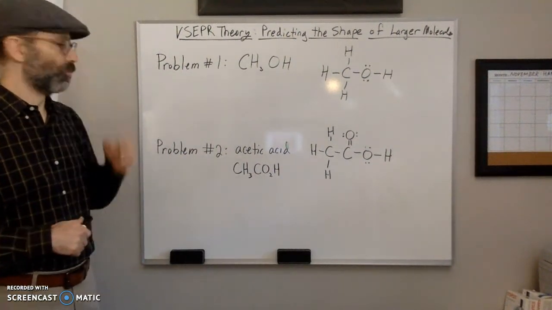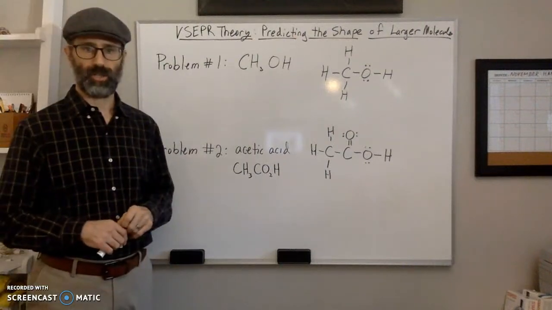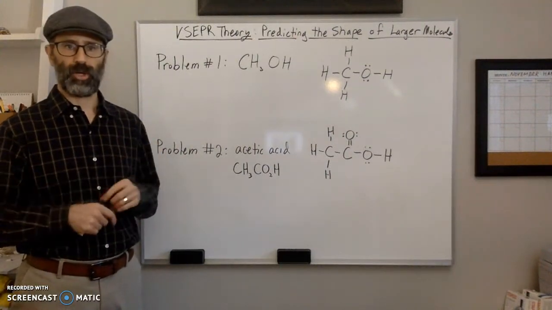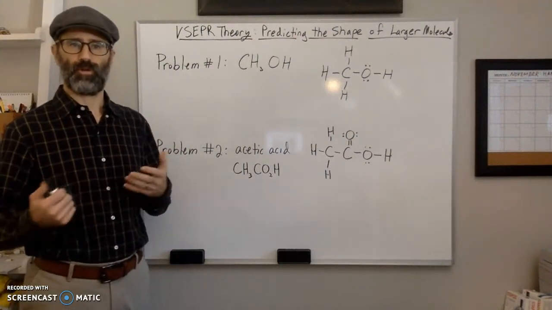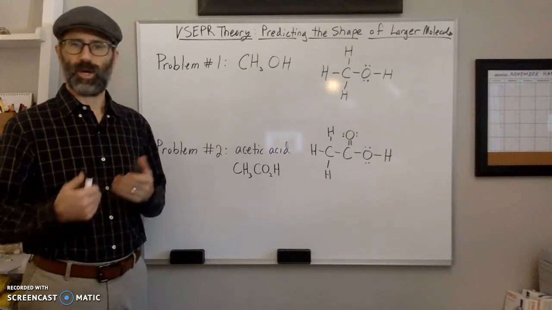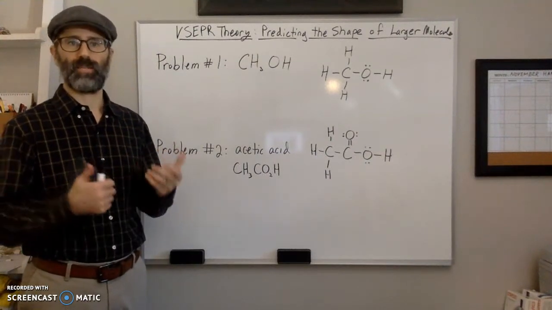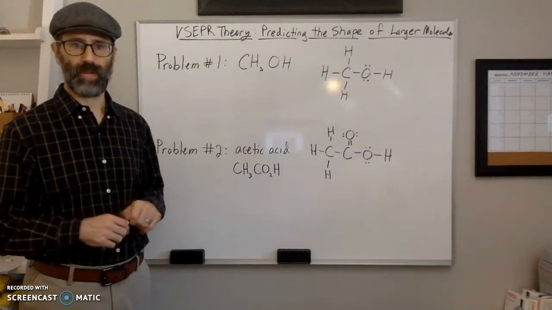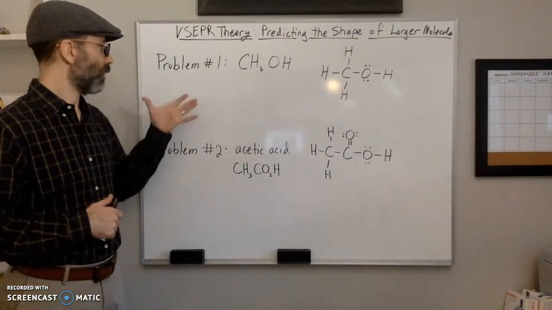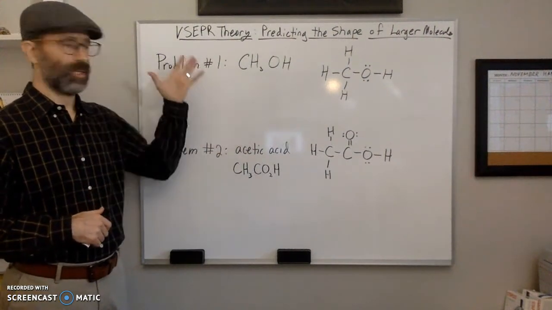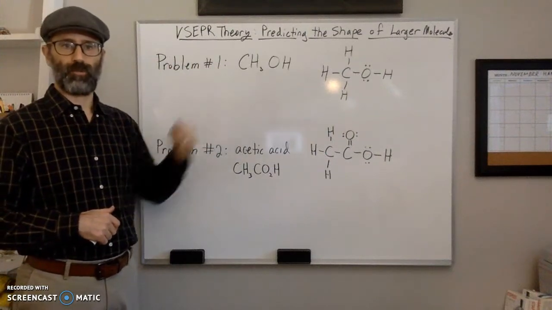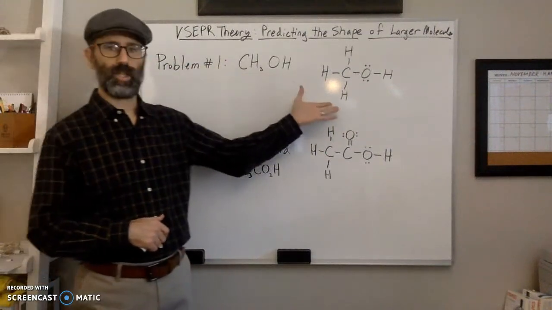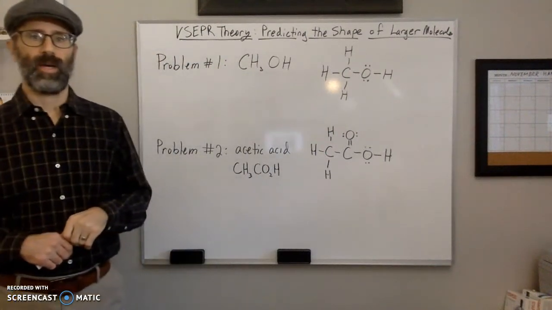So the first thing you need to do is write your Lewis dot structure. Again, if you're not familiar with Lewis dot structures, or if you need to brush up or review, please see my other videos where I talk about Lewis dot structures and how to create them. So here I have a couple of examples. I've got the molecular formula here, and I wrote out the Lewis dot structure here.